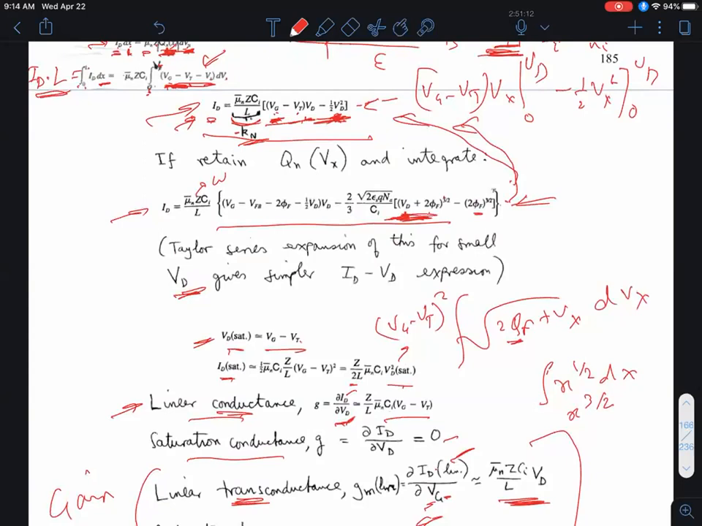Since I'm integrating the square root term for the depletion charge, if you integrate square root of x, you get x to the power 3/2. So you get these 3/2 terms over here. So this is a much more accurate expression.